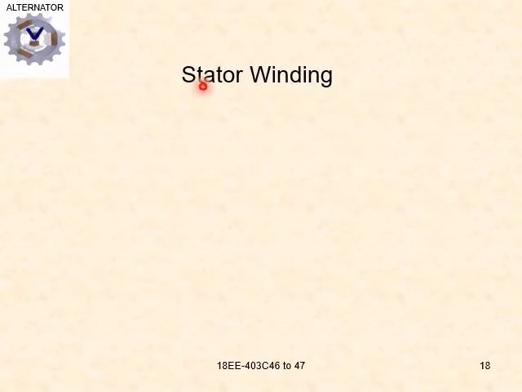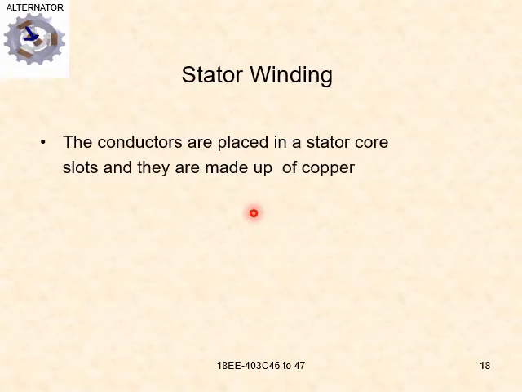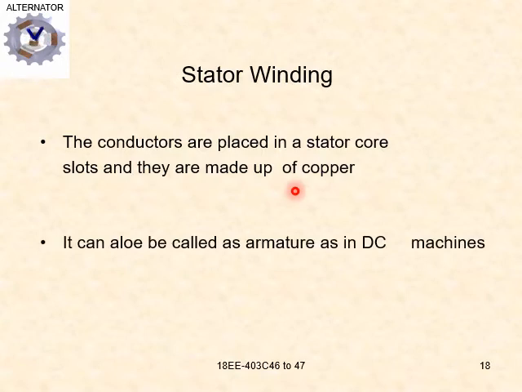Once again, coming to stator winding: the conductors are placed in the stator core slots and they are made of copper. And it can also be called the armature, as in DC machines.